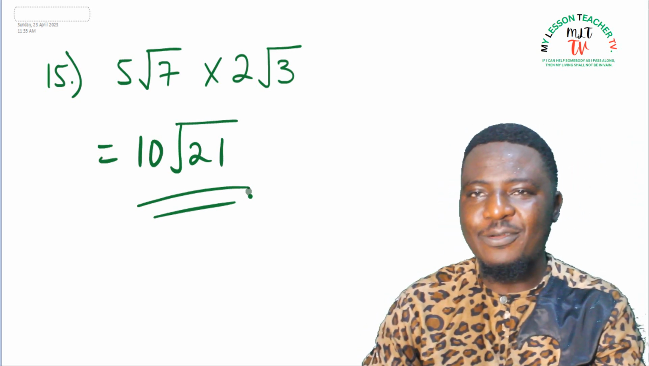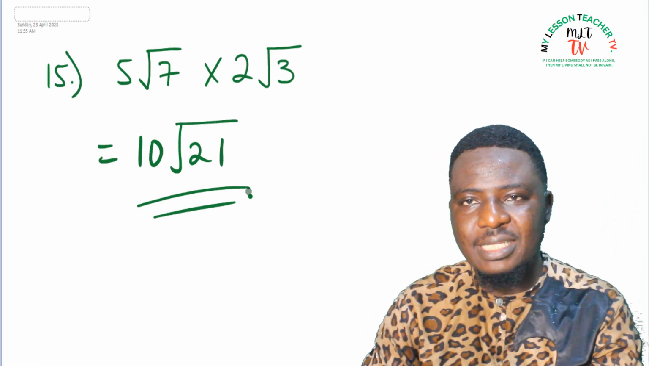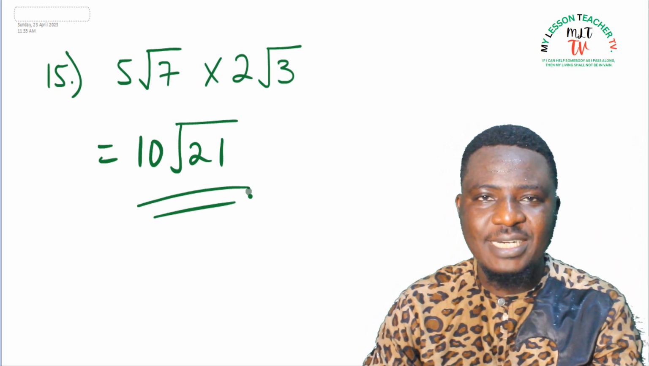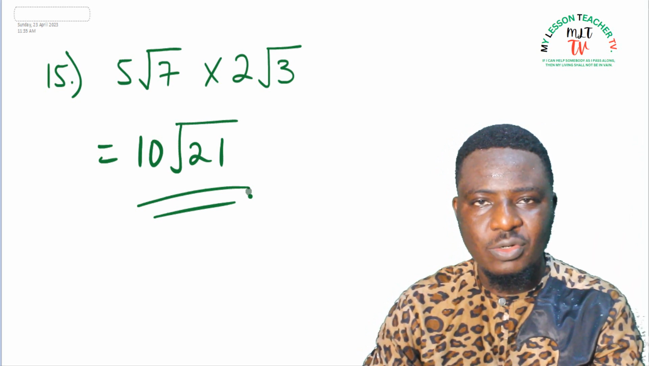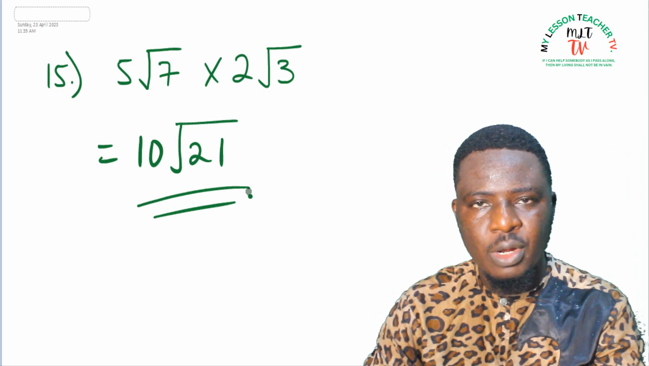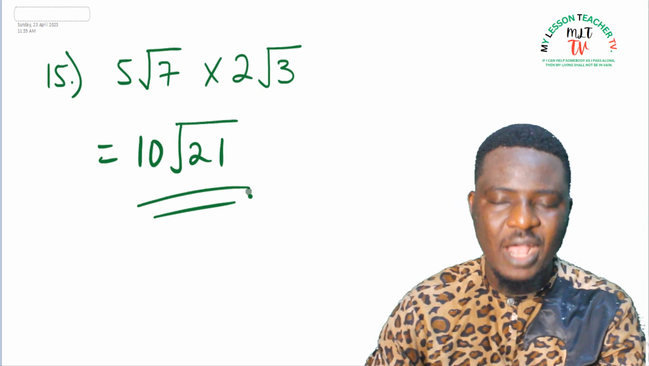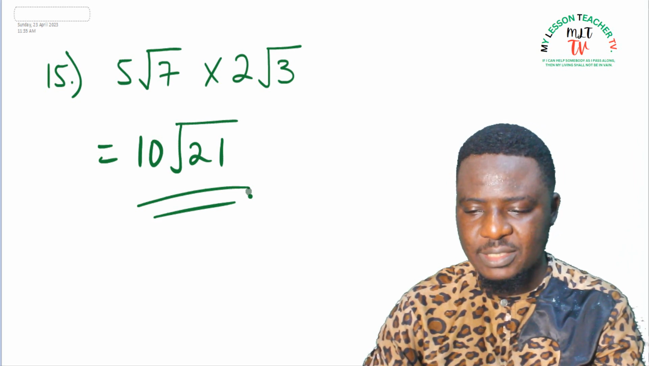That brings us to the end of today's class. In today's class, we have looked at the division of surds. And we said in order for us to divide surds, we do what we call rationalization. By rationalization, we mean making an irrational denominator become a rational number. And that is what we have done in all the examples I have been solving.